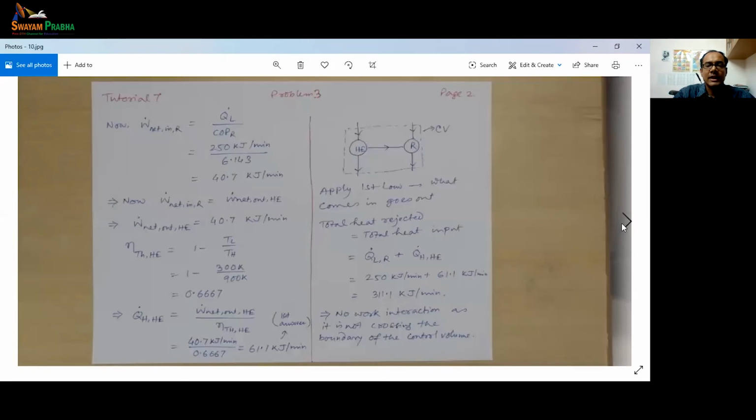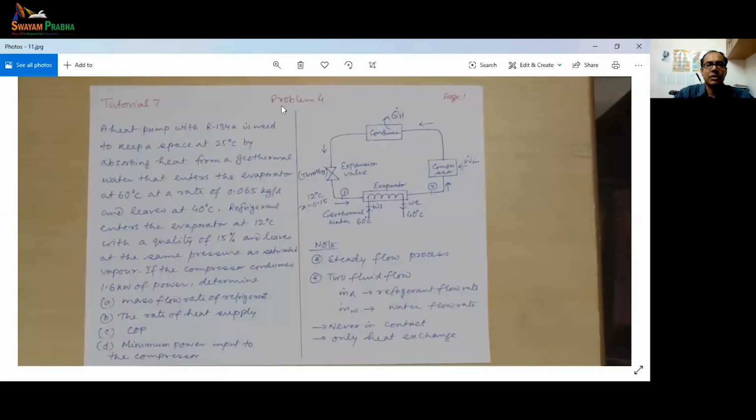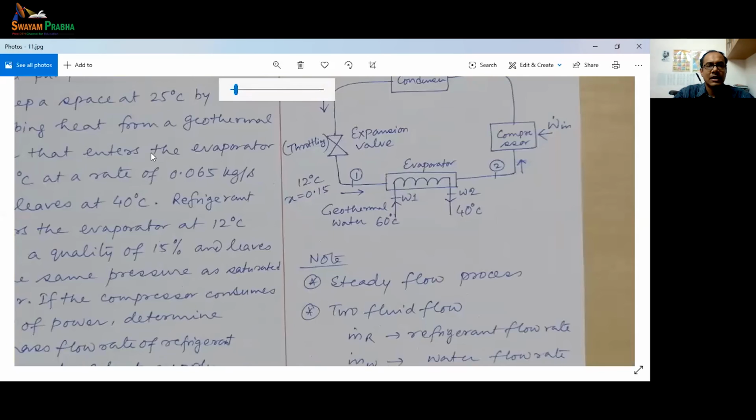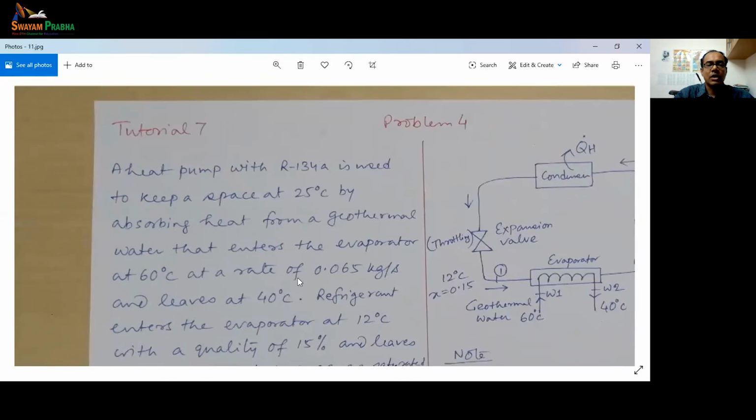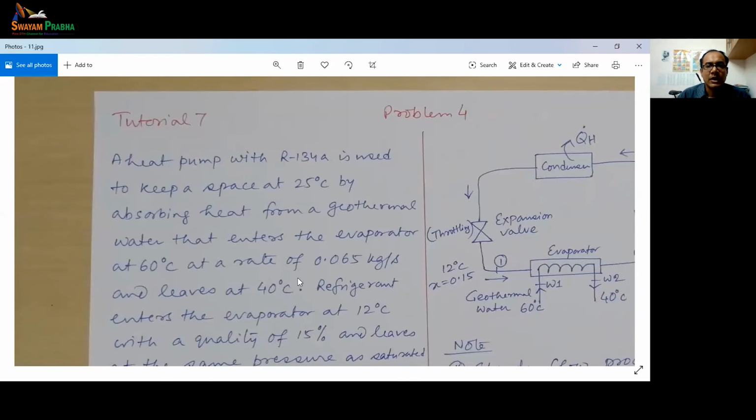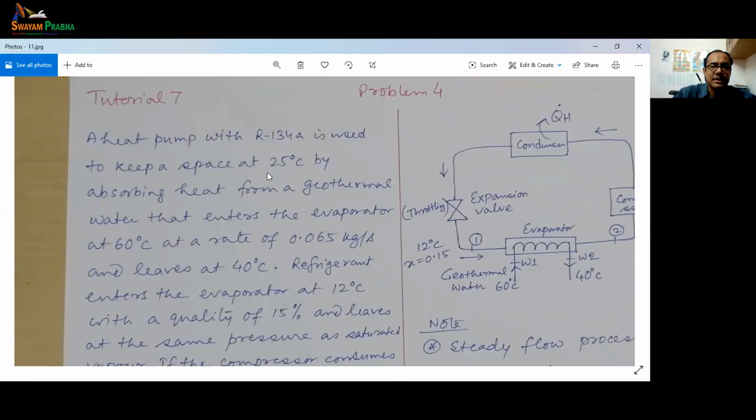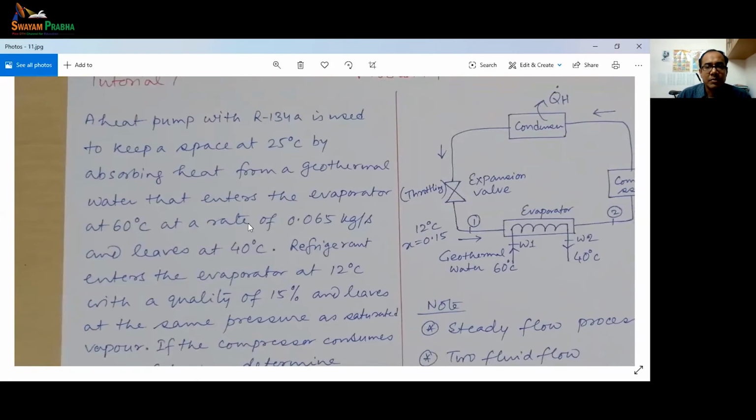Okay, so let us go to the next problem, which is again from chapter 6, and now we will talk about a heat pump. This is not a Carnot heat pump but a real heat pump. A heat pump with R134A is used to keep a space at 25 degrees centigrade by absorbing heat from a geothermal water.